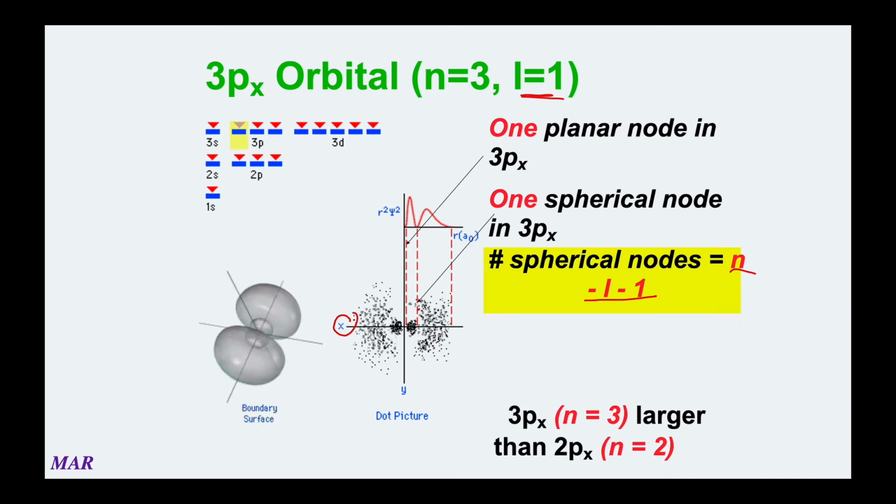And oh my goodness, so you've got this kind of thing going around here. That's the spherical node as well. So using n and L, you can find spherical nodes. Using the L values, you can find the planar nodes. And again, 3py would be similar. It would just be along the y-axis, and 3pz would be similar, but along the z-axis.